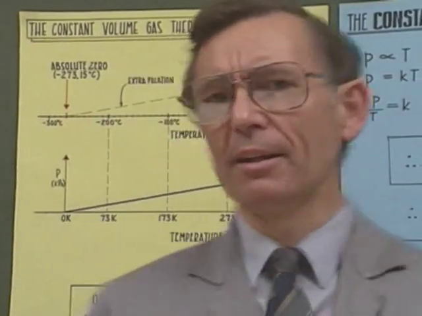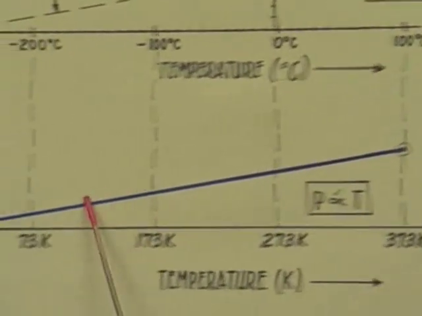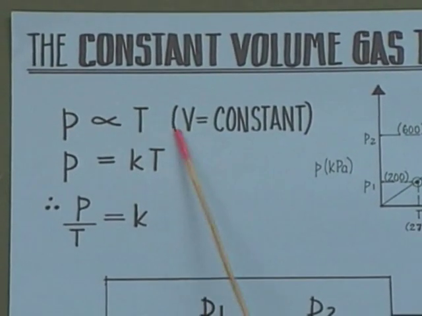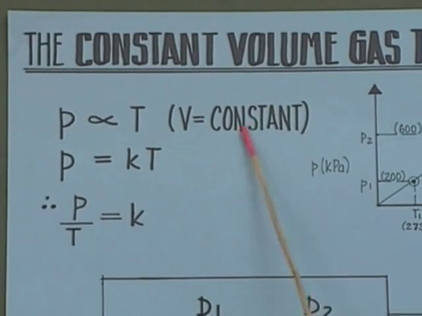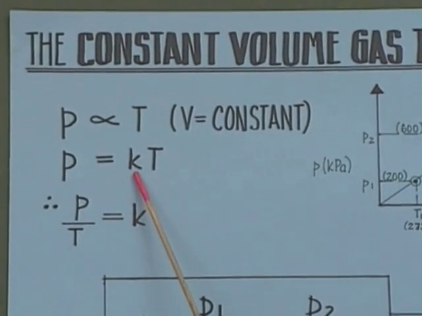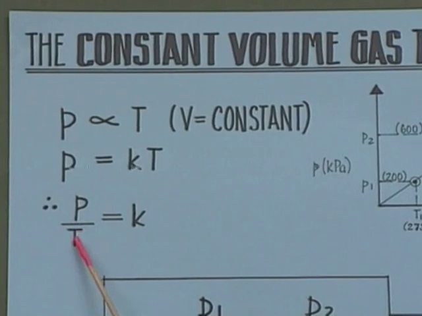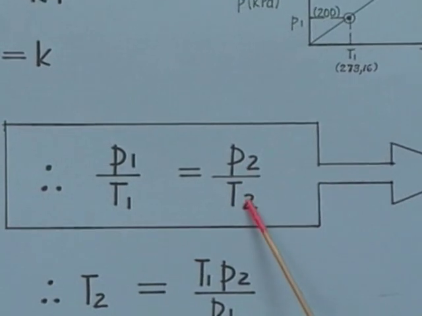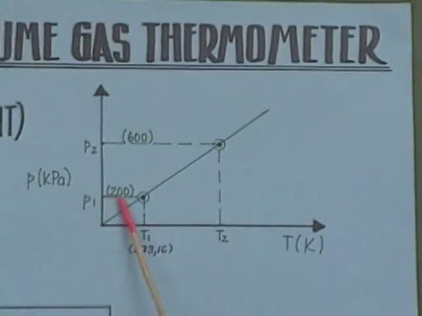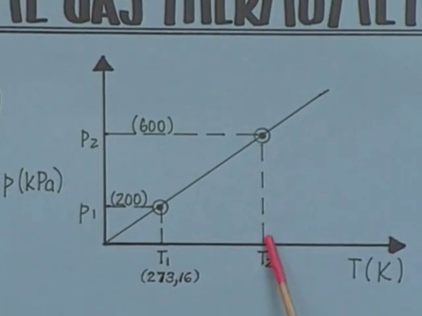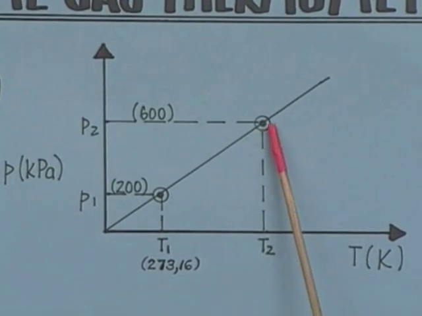On this new temperature scale, our straight line does pass through the origin, which means that the pressure is directly proportional to the Kelvin temperature, or the absolute temperature, on condition that the volume remains constant. If I change this proportionality to an equation, I have to introduce a constant of proportionality, k. Taking T across, I get P over T is a constant, which means that P1 over T1 equals P2 over T2, where P1 and T1 are the coordinates of one point on the graph, and P2 and T2 are the coordinates of another point satisfying this graph.